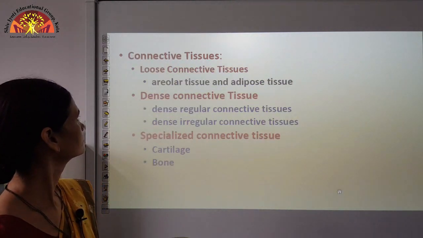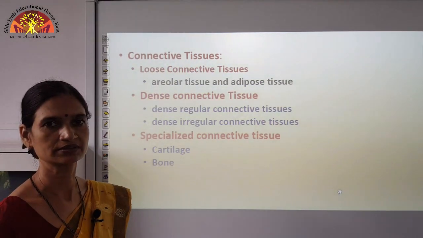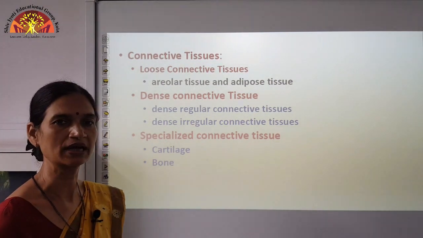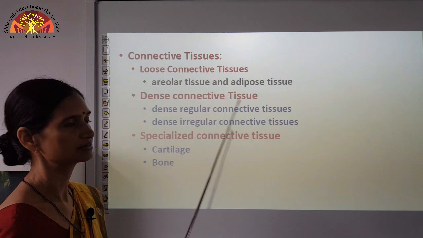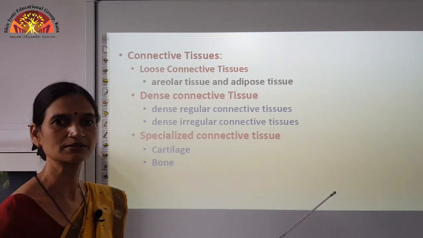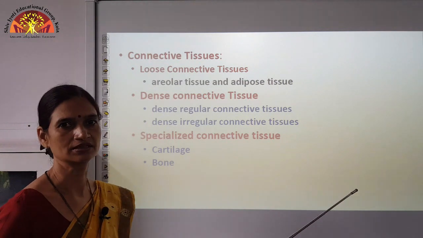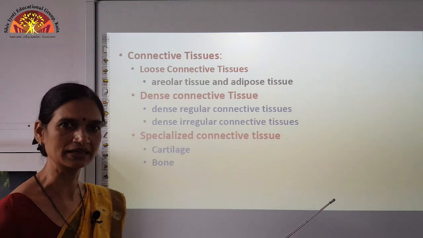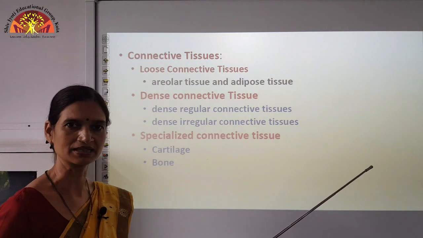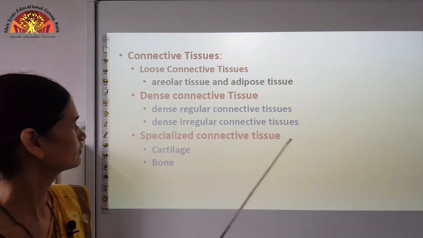Now we will see about the connective tissue. Connective tissues are also found in animals. Basically connective tissue has two things in it, one is matrix and the other is the cell. The matrix is the base part of the tissues, which may be solid or liquid. Like in blood, the matrix is liquid, plasma, in which different cells are floating.